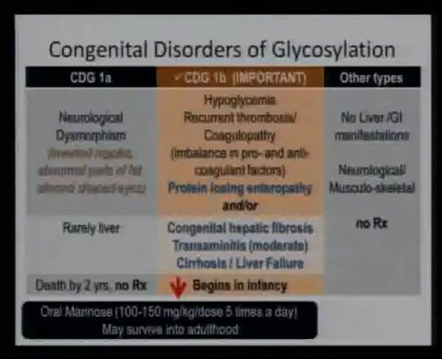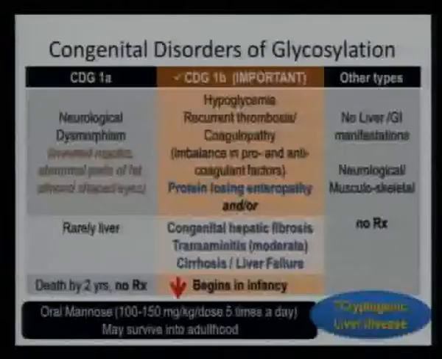And what you see here, this is one of the disorders where the treatment is easily available. The oral mannose therapy, this is the dose which is given 5 times a day, and the child may survive into adulthood. So this disorder is important for identification, because it involves the liver. Second, manifestations are in the liver and the GI tract. Number 3, the treatment is available.